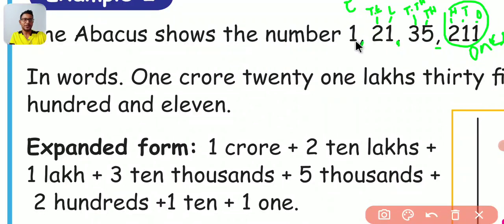Okay, first number, I'm going to start that. You just write the number. Okay, 1. So we write the number, then you write the place. 1 is in which place? Crore. Okay, crore. So they are writing the place.